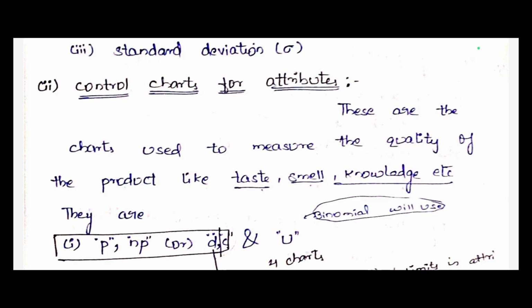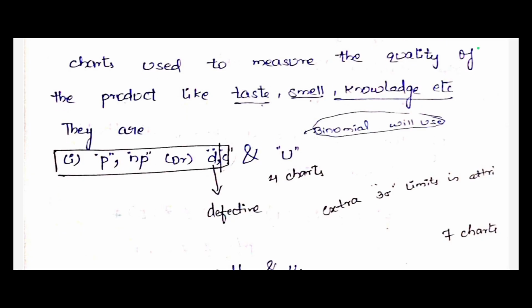Next, the control charts for attributes. These are the control charts used to measure the quality of the product, like taste, smell. These attributes are the P chart, NP chart or D chart, C chart and U chart.